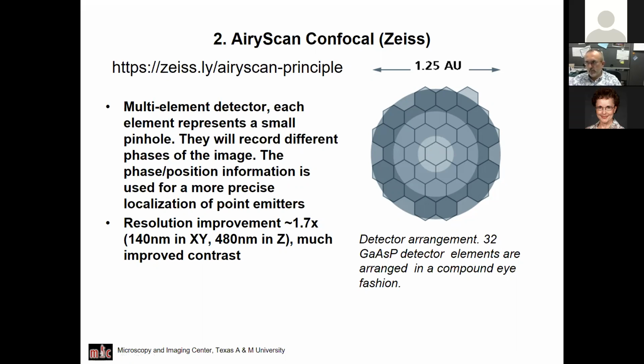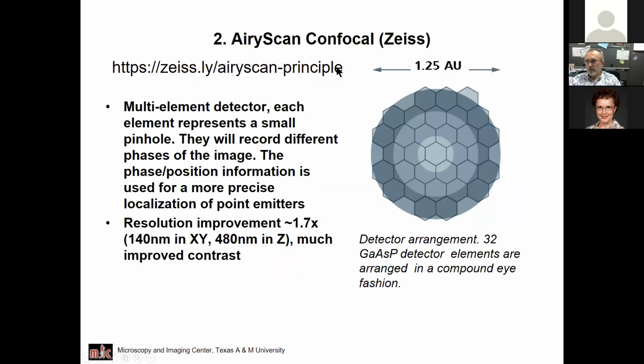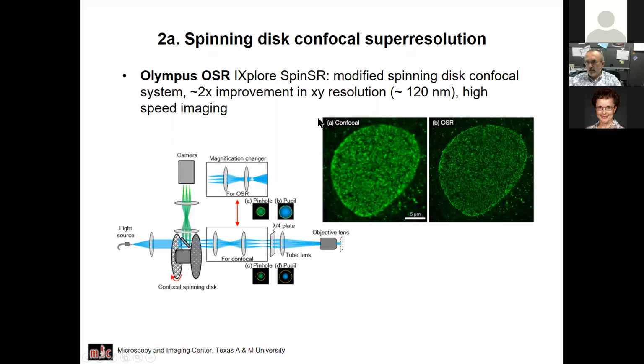I think it's a really clever trick. Lately, a Bruker instrument has a somewhat similar system where they use a matrix of avalanche photodiodes to achieve something similar. All right, so I guess we could call it super resolution. You get to about 140, 150 nanometer resolution in XY. A similar level of resolution can also be achieved in some of those other confocal instruments.